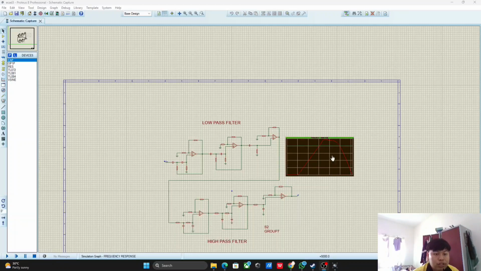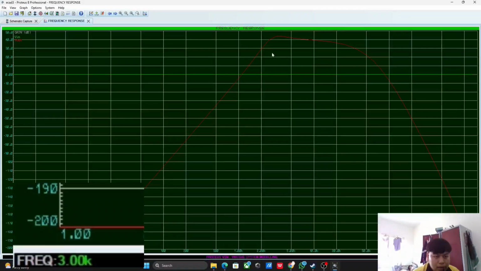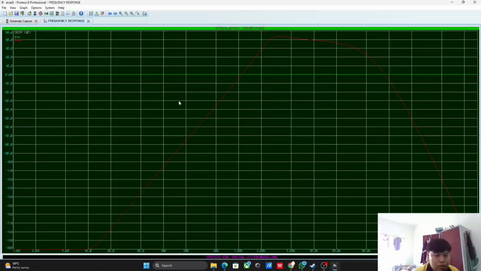From the previous simulation result, we can observe that the lower cutoff frequency matches the theoretical very well. The simulated lower cutoff occurs exactly at 3 kilohertz, with gain of about 43 decibels. This shows zero deviation and confirms that the high pass section of the filter is correctly designed using the selected resistor and capacitor values.